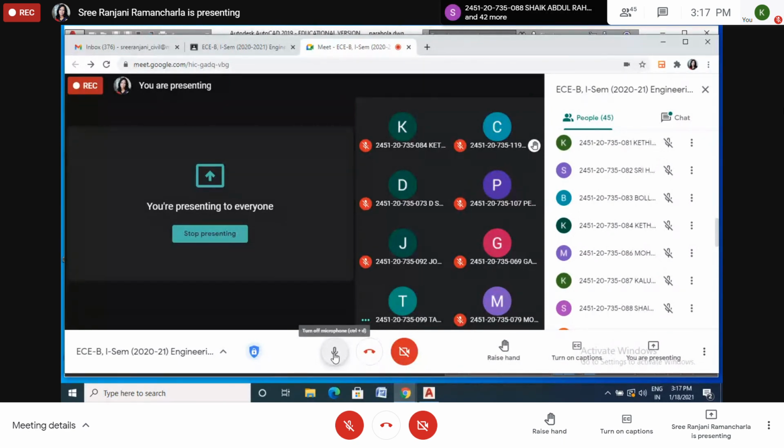Something is not there in the manual, so I will explain to you about the scales. In the drawings, what do you know about the scales? We call a scale, not the scale material which we use for drawing.